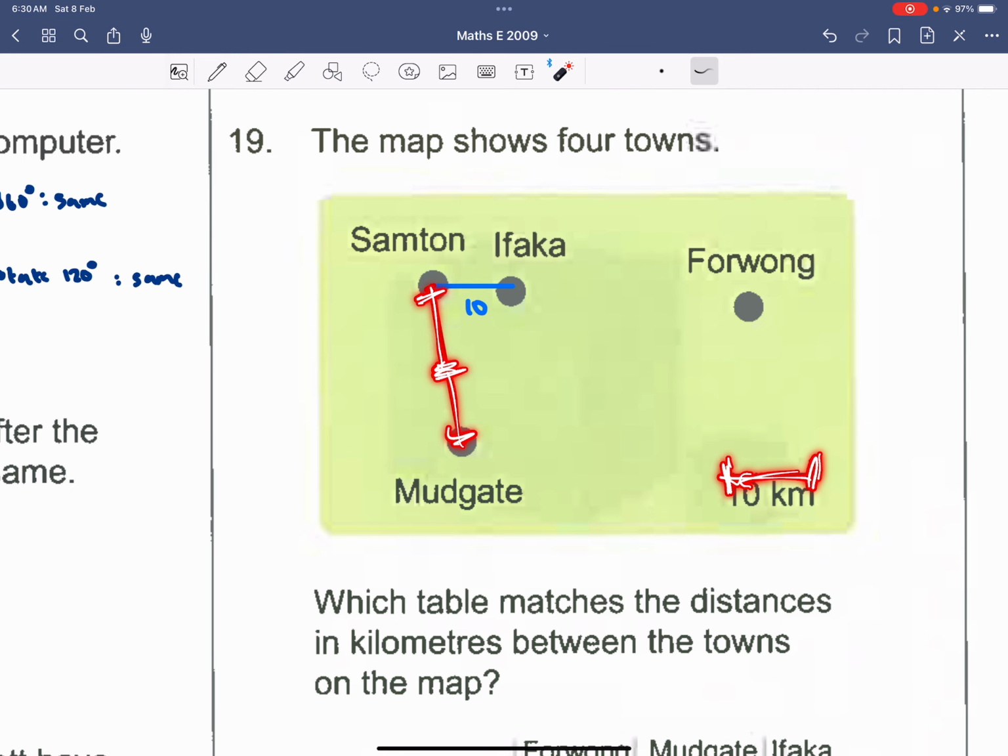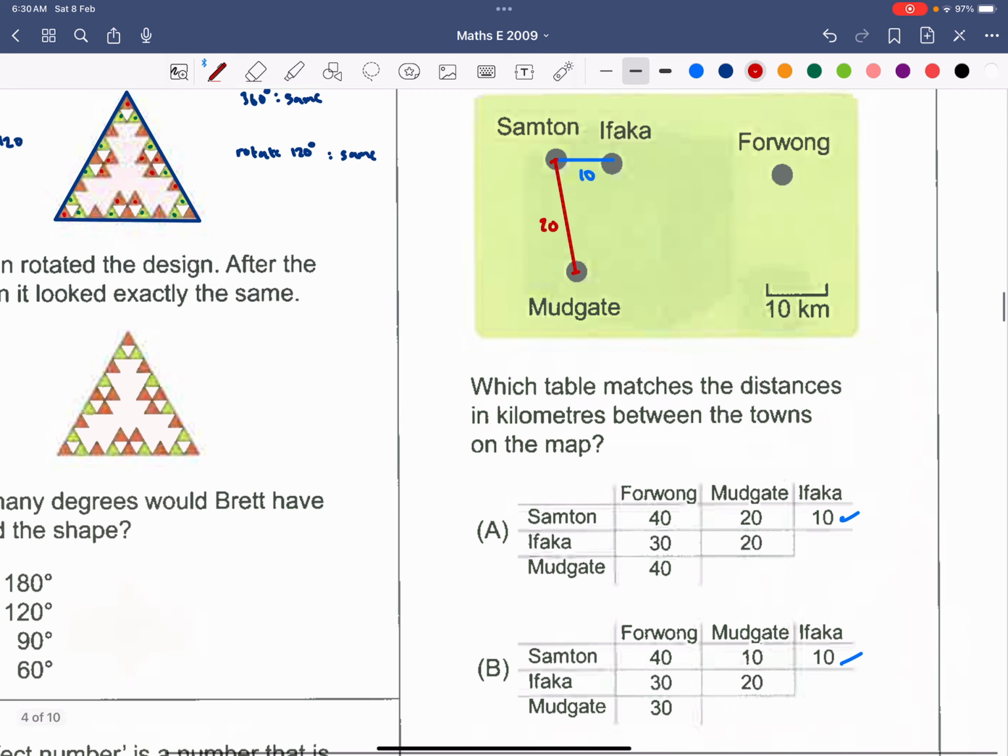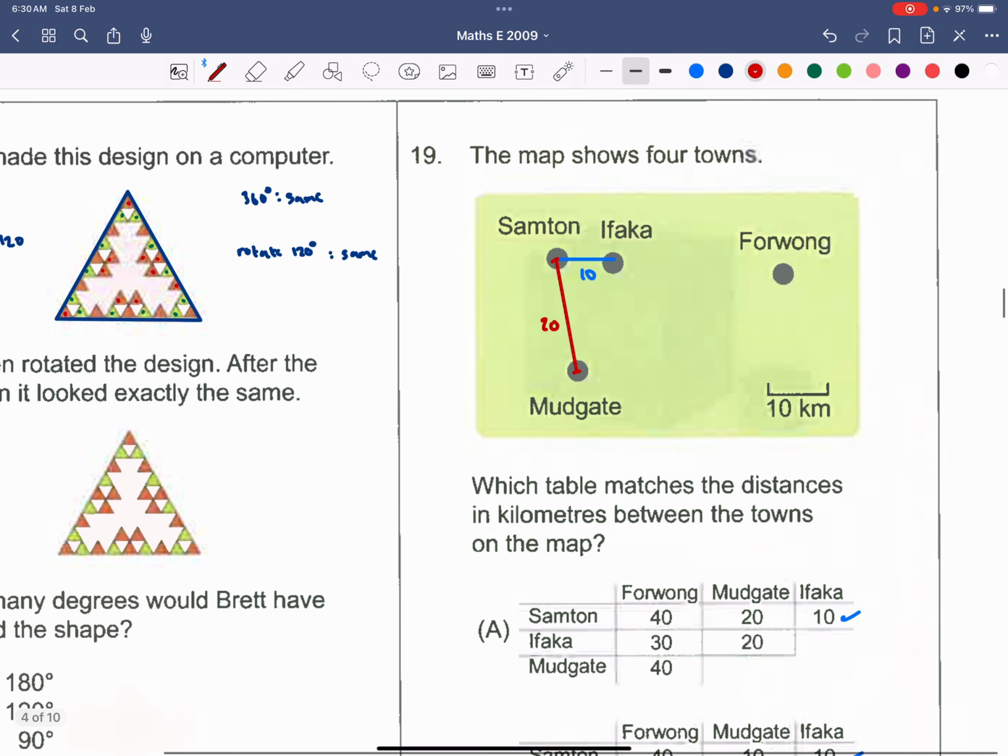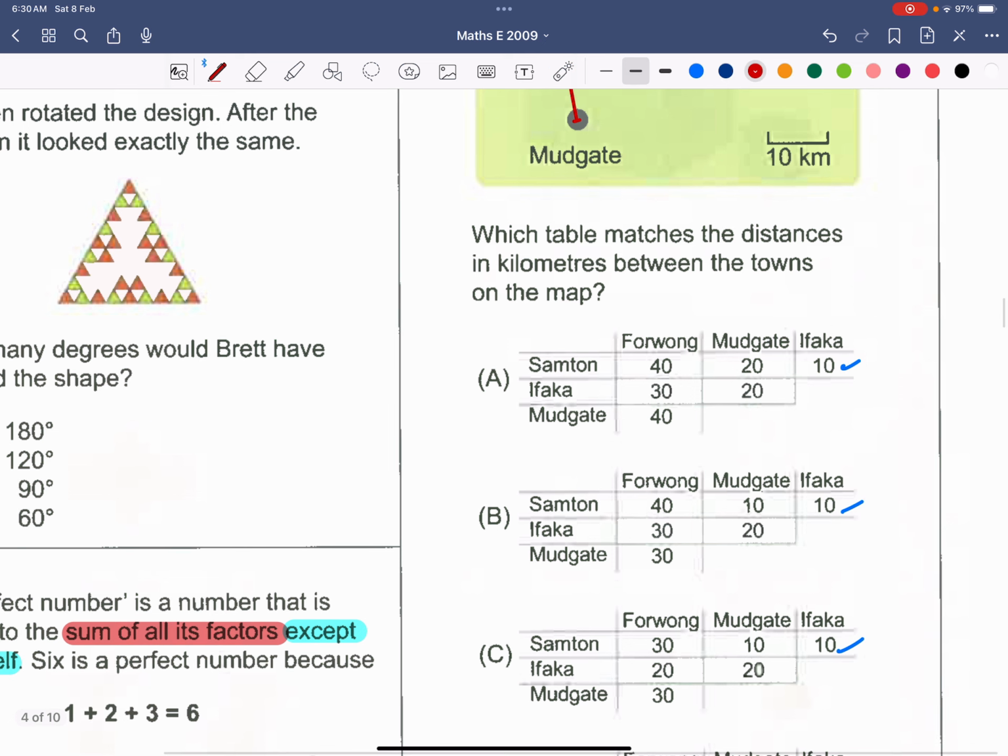Again, with a ruler it would be more accurate, but you can see we have 2 of these. So what I'm trying to say is this looks like 20, at least close to 20. You can see everything's whole numbers anyway. So the distance from Samton to Mudgate is 20. So this says 20, Samton to Mudgate, it says 20.